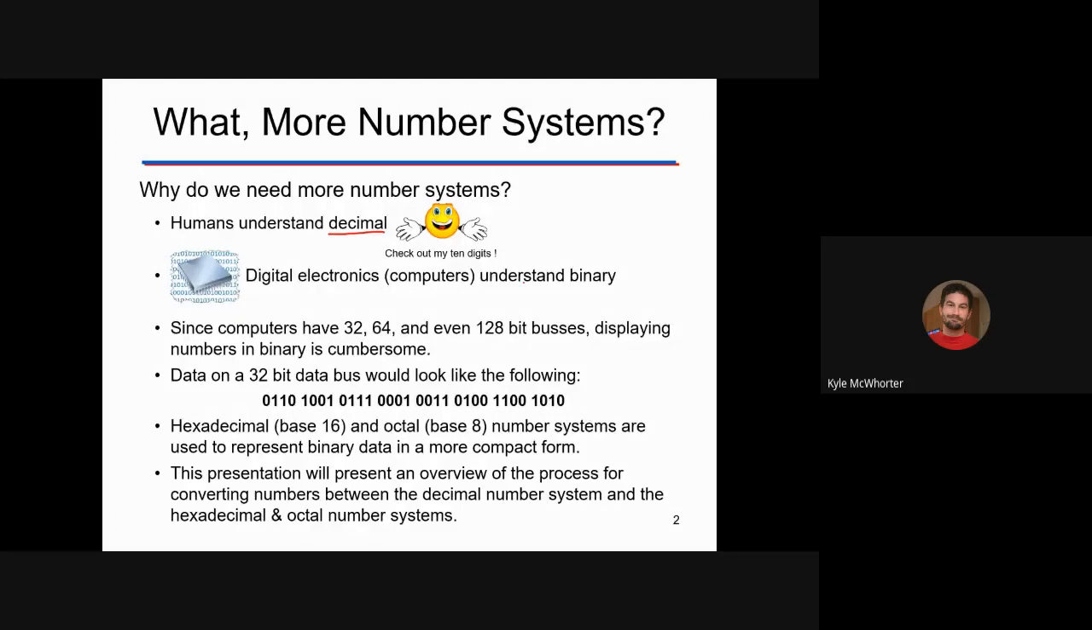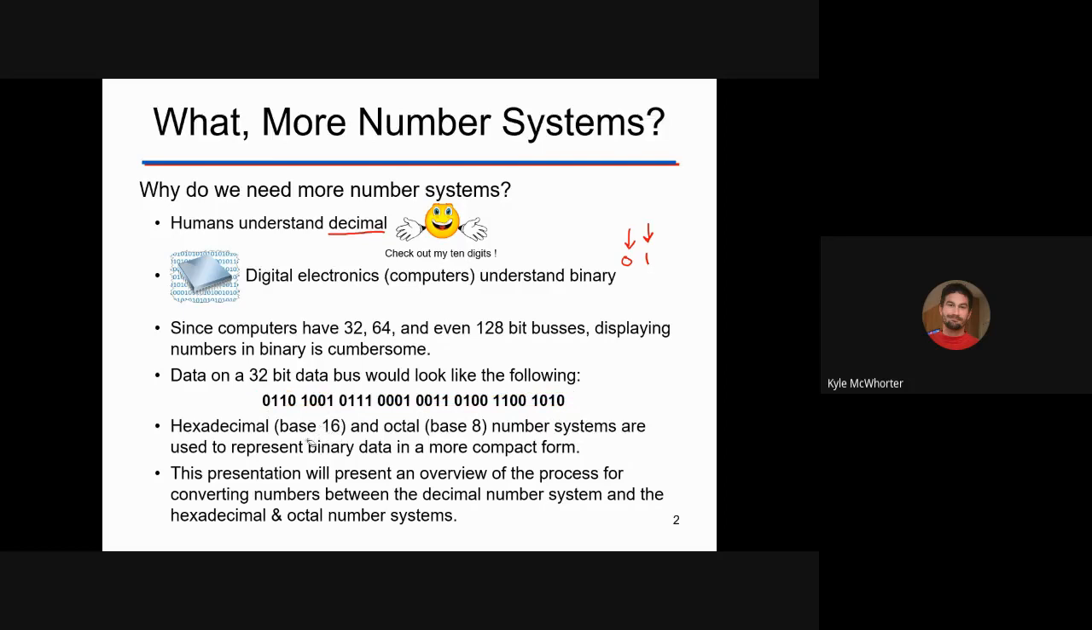Digital electronics understand binary. They understand zeros and ones, meaning current means there's a 1, no current means there's a 0. Or voltage, right? Voltage is a 1, no voltage is a 0. Since computers have 32, 64, and 128-bit buses, those can be really big, long, annoying looking numbers like this. Kind of hard for humans to see. And also, they're just longer, right? They will take more processing.